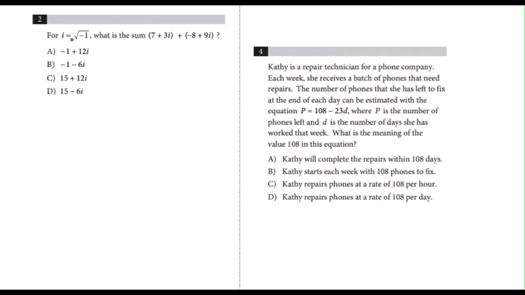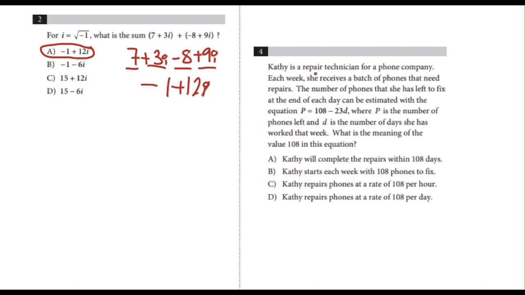Number 2, for i equals square root of negative 1, what is the sum of 7 plus 3i and negative 8 plus 9i? When we have a plus sign in between two sets of parentheses, we can drop the parentheses. So we'll have 7 plus 3i minus 8 plus 9i. Here we're going to combine like terms. 3i plus 9i is 12i. 7 minus 8 is negative 1. And the answer will be negative 1 plus 12i, which will be answer choice A.